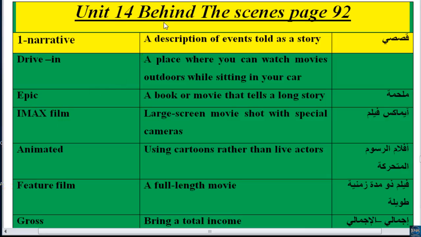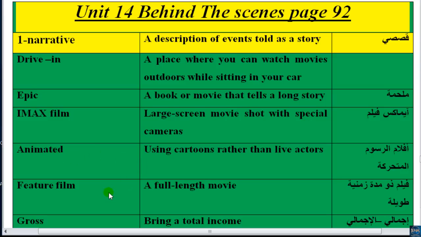Unit 14, Behind the Scenes, page 92. 1. Narrative: a description of events told in a story. Drive-in: a place where you can watch movies outdoors while sitting in your car. Epic: a book or movie that tells a long story. Large screen movie shot with special cameras. Animated: using cartoons rather than live actors.